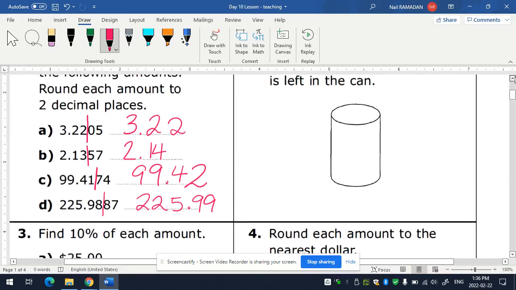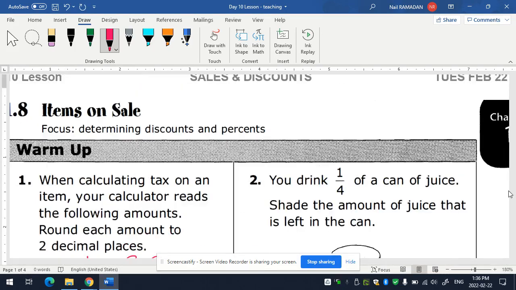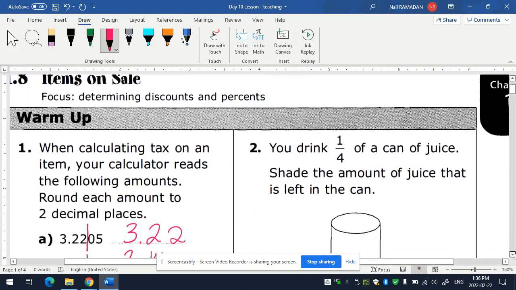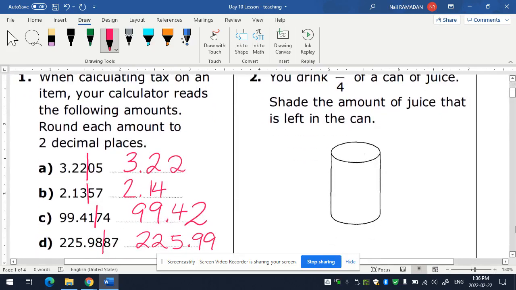The cylinder or the tube or the pipe? Got so many names. The question is saying you drink 1/4 of a can of juice. Shade the amount of juice that is left in the can. If you drink 1/4 of anything, if you drink 1/4 of this bottle, how much is left in it in fractions? If you lose 1/4 of your money, how much do you still have?